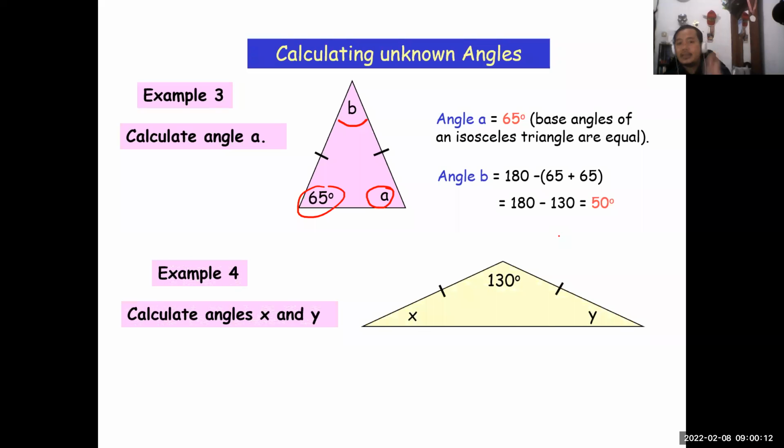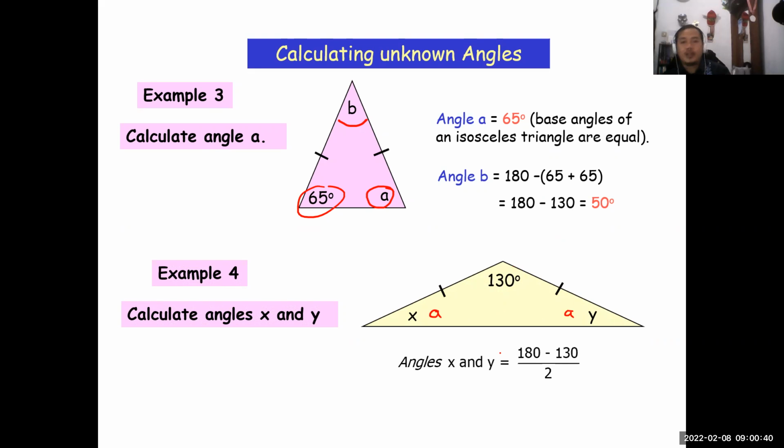Next up, the same, right? This is also an isosceles triangle, which means that the x and y will be the same. Okay, I'm not going to name them x and y. Let's name it A. This guy is also going to be A because they are exactly the same, right? So in algebra, I can write down A plus A plus 130 equals to 180.